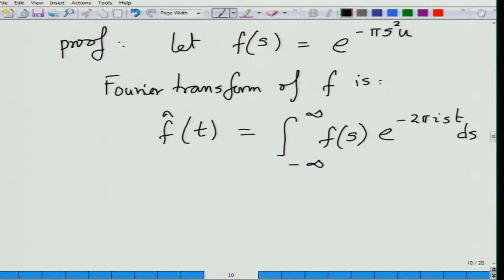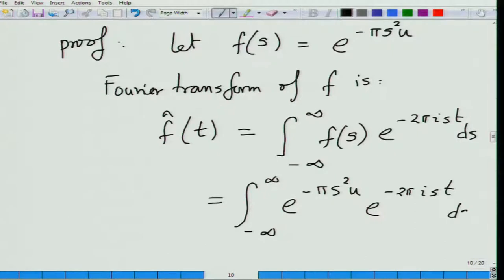Now, the question is, what is this? Well, we know it is the integral from minus infinity to plus infinity of e to the minus pi s square u e to the minus 2 pi i s t ds. And what I want to show is that this is actually the same as the original function. That is the target, or well, not quite the same, up to a multiplication factor of square root of u.